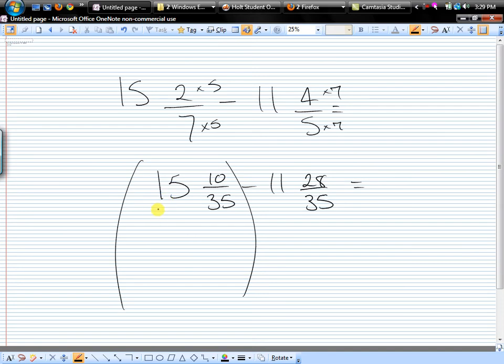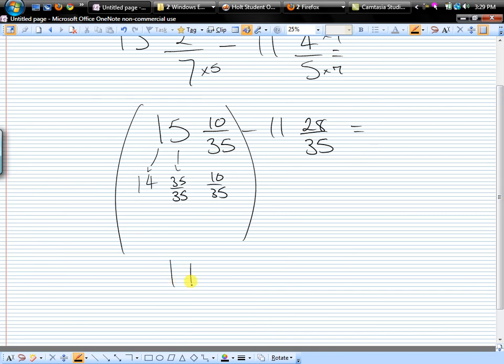We're going to borrow one whole from 15, so what we'll be left with is 14 wholes, 35 35ths, and 10 35ths that we originally began with. We'll simplify that expression there to 14 and 45 35ths. Now we can use this to subtract 11 and 28 35ths because our new numerator is greater than 28.